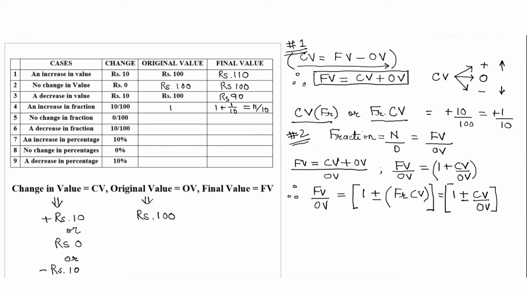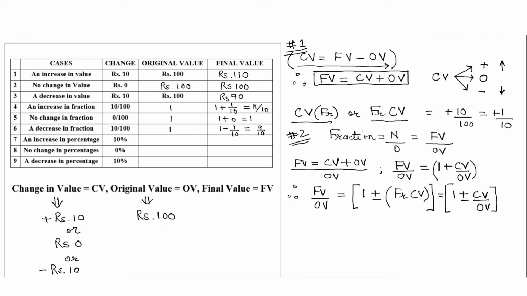Now, when there has been no change in fractional value, the original fraction still remains as 1. And when there is no change, we would say this is 1 plus ₹0 by ₹100, which is 1 plus 0. In that case, the final value becomes 1. Third case, the original value in any case was 1. And from here we are subtracting 1 by 10, which becomes 9 by 10.